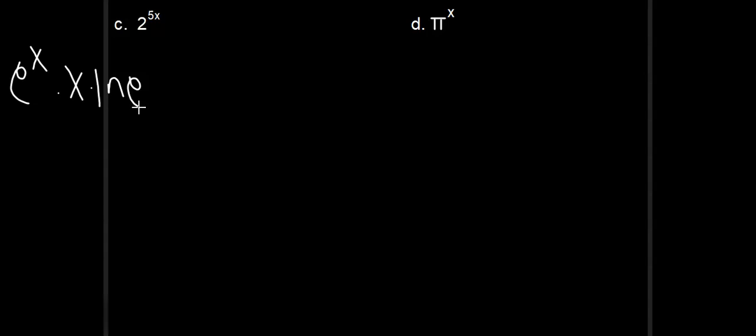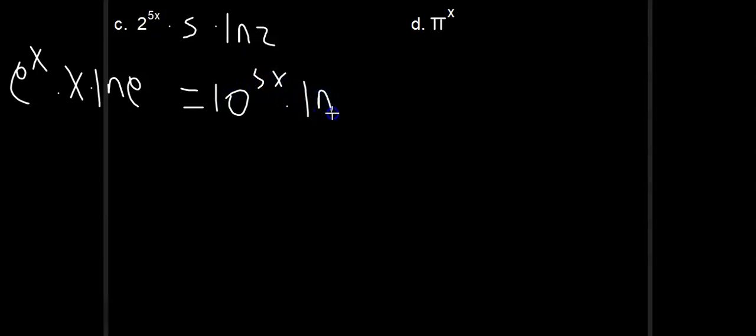So in this case, the third one, we have to multiply this by what? We have to multiply this by 5, since this is the number that we get with the variable. And then after that, we also have to multiply this by ln 2. So 5 times 2 is 10, so it will be 10 to the 5x times ln 2. So this will be your last answer. So the answer for the third one will be 10 to the 5x times ln 2.